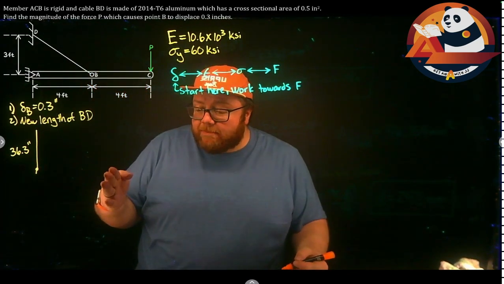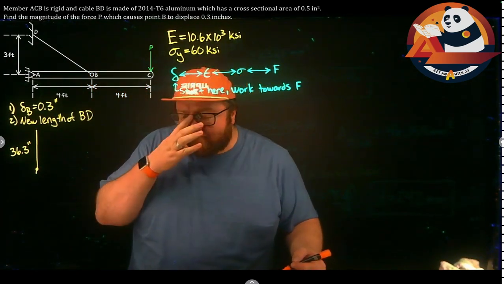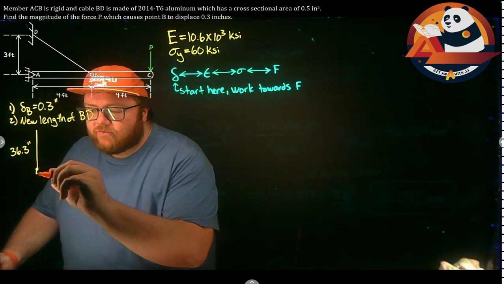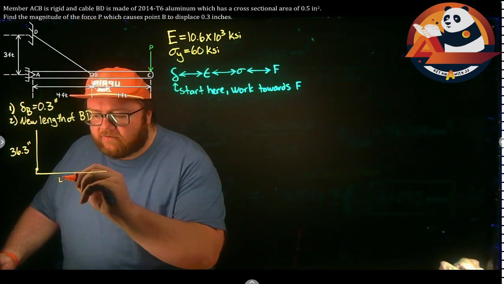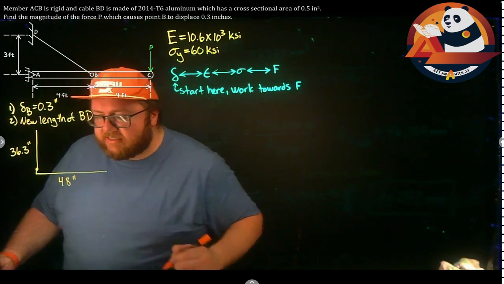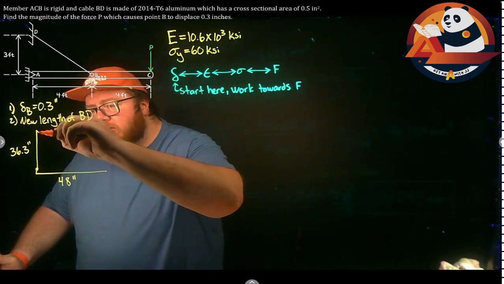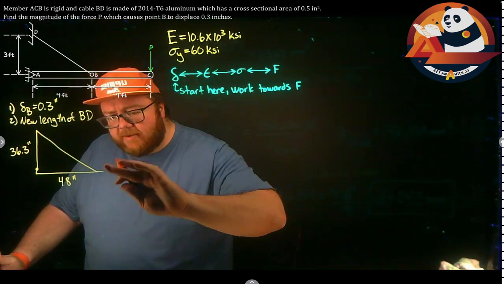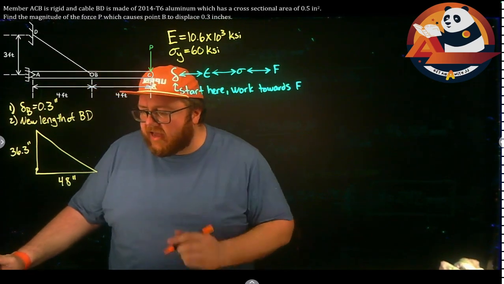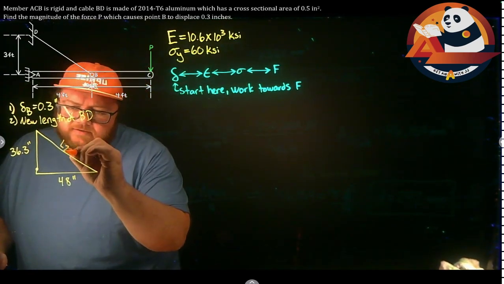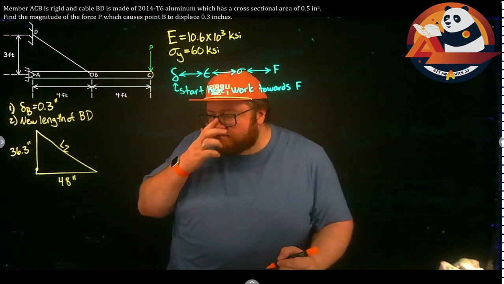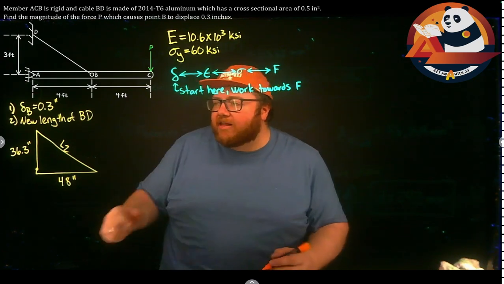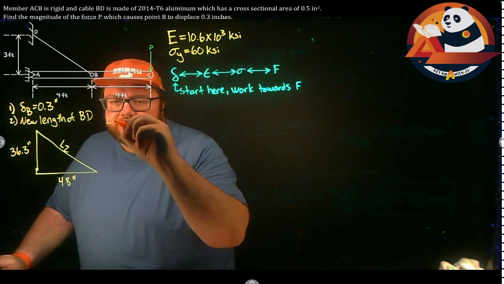My width from A to B, well, if B only goes up and down, that doesn't change for us. So 4 feet would get me 48 inches. And I can get a new length here for that cable. Let's call that L2, that second length of the cable.